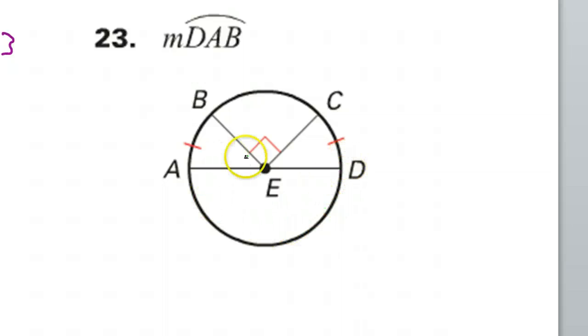Okay, measure of arc DAB. First, let's find out the measure of these little arcs here with the marks on them. Now, you see, hopefully, that this is a diameter right there. AD is a diameter. That means we have 180 degrees up here. Okay, so check it out.